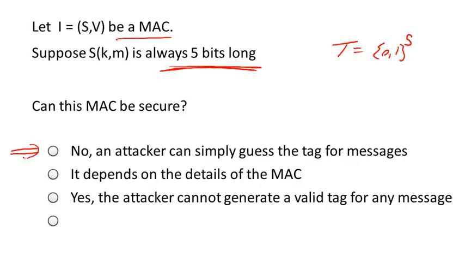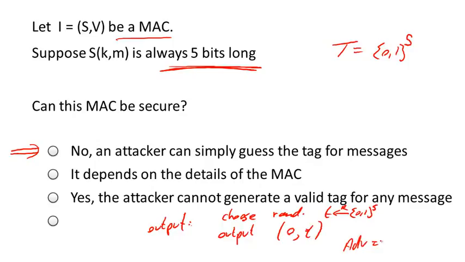So what he would do is he wouldn't ask any chosen message attacks. All he would do is output an existential forgery as follows. He would just choose a random tag T at random in {0,1}^5, and then he would just output his existential forgery as, say, the message 0 and the tag T. Now with probability 1/2^5, this tag will be a valid tag for the message 0, and so the adversary's advantage is 1/32, which is non-negligible.